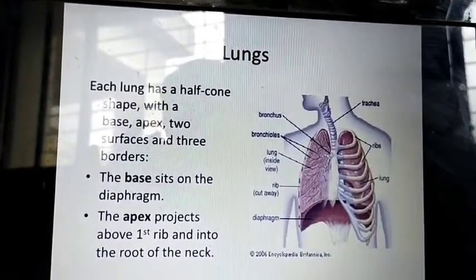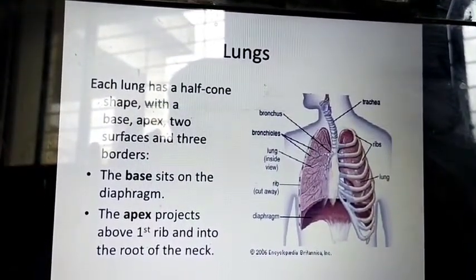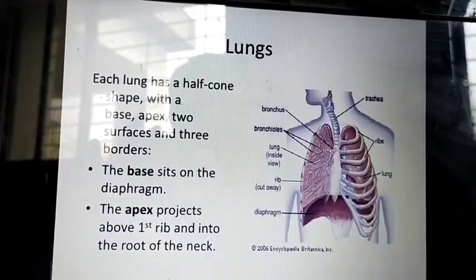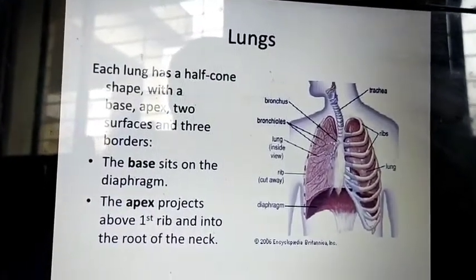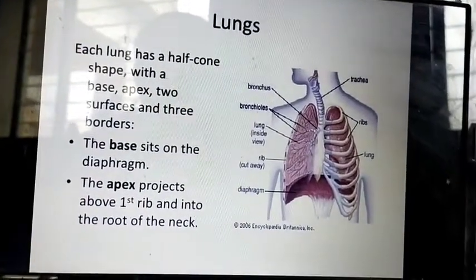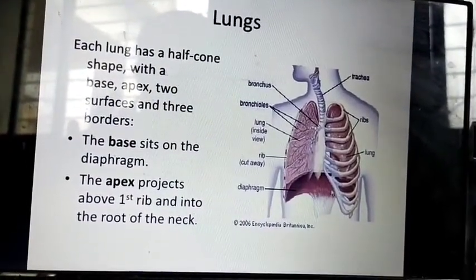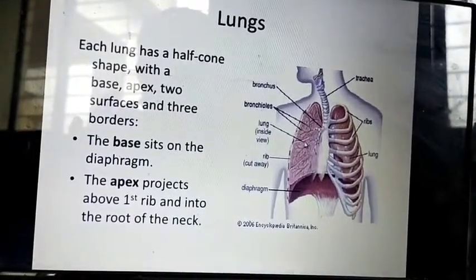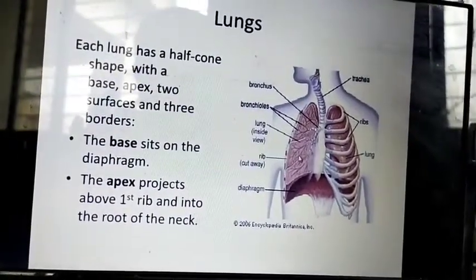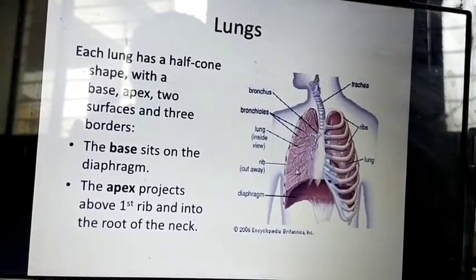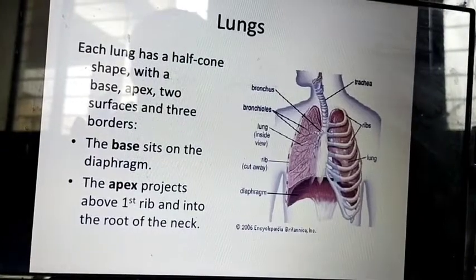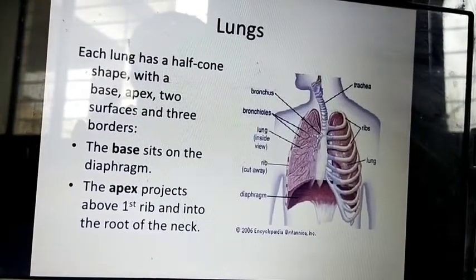Each lung has a half cone shape, or is conical in shape, with a base, apex, 2 surfaces and 3 borders. The base sits on the diaphragm. You can see this is the diaphragm. This is also a muscle that differentiates the thorax and the abdomen and helps during respiration. The apex projects above the first rib and into the root of the neck.